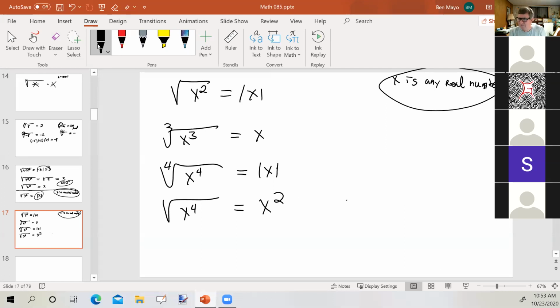Be careful with it. Think it through. Don't just try and come up with some rule. I think it's more complicated to remember the rules than it is to just deal with each situation. Okay.